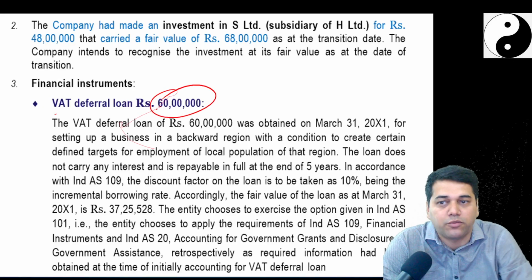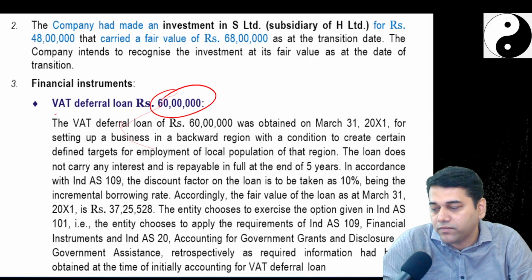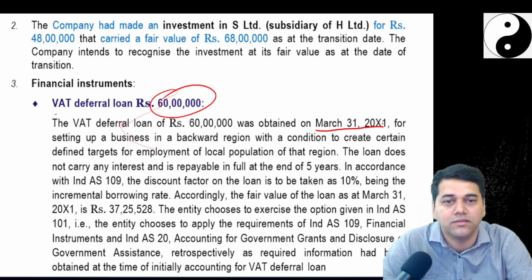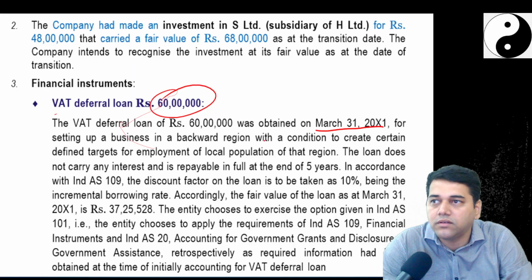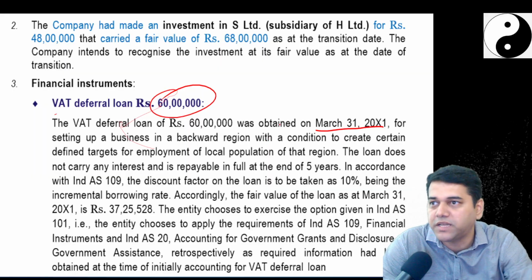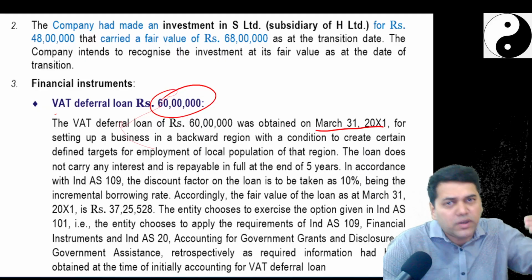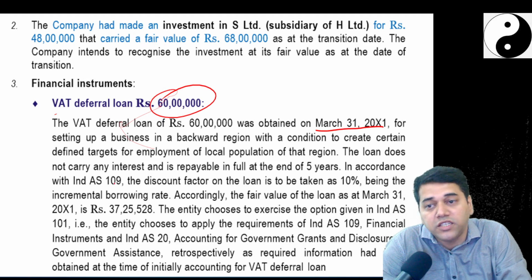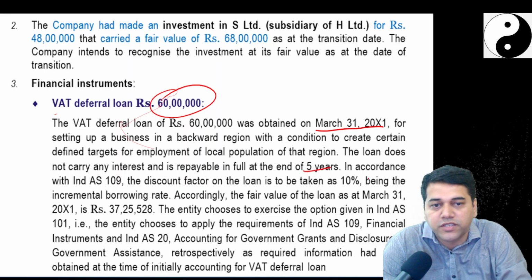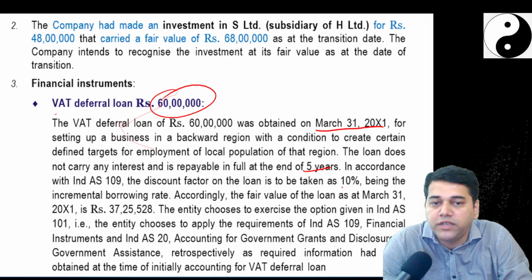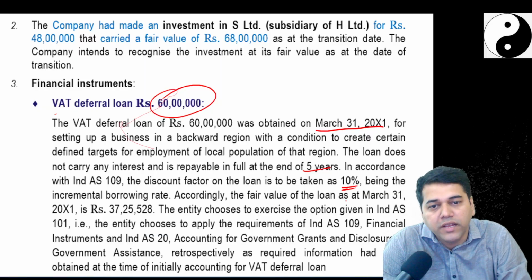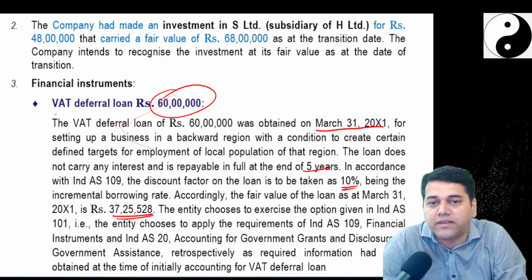Now, there is a VAT deferral loan. What is this VAT deferral loan of 60 lakh rupees? The VAT deferral loan was obtained exactly on the date of transition, just one day before; 1st April was the date of transition. It was obtained for setting up the business in a backward region with a condition to create some targets, repayable in 5 years. As per 109, the discount factor is 10%, being the incremental borrowing rate. Accordingly, the fair value as on 31st March was 37 lakhs.